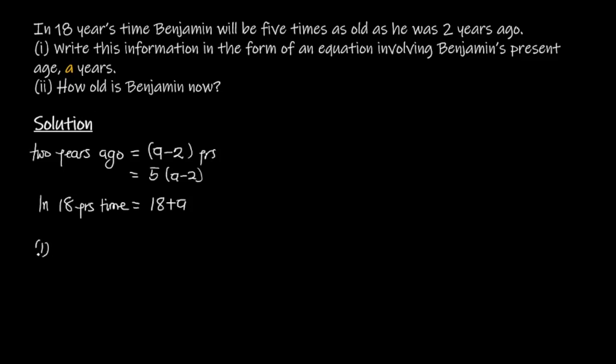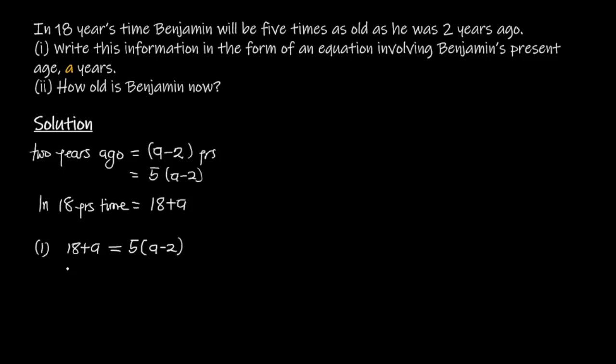So in 18 years time, which is 18 plus A, Benjamin will be 5 times as old as he was 2 years ago. So Benjamin will be equal to 5 times as old as he was 2 years ago. So this becomes our equation for us to solve. Alright, so let's solve this equation and find Benjamin's current age.